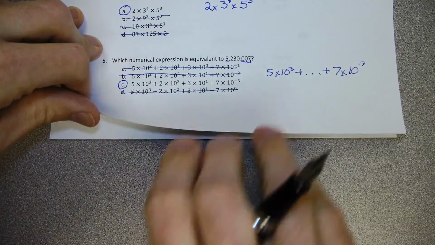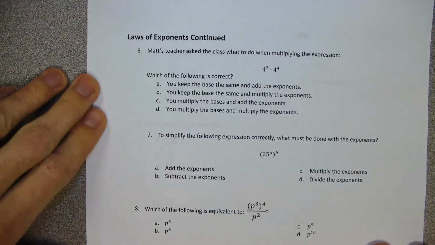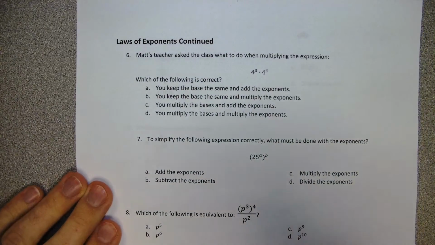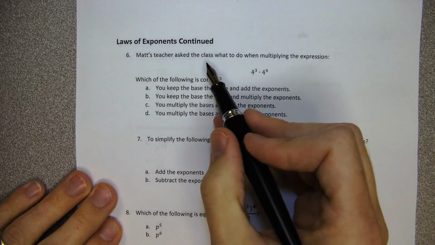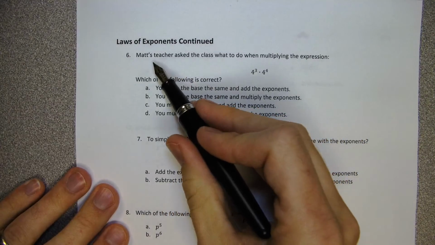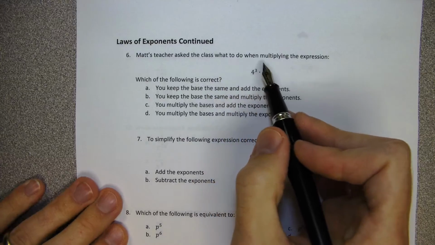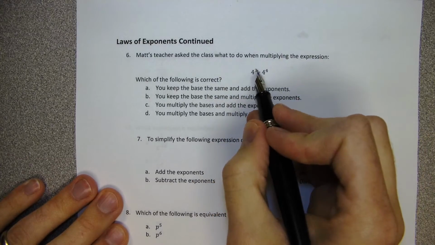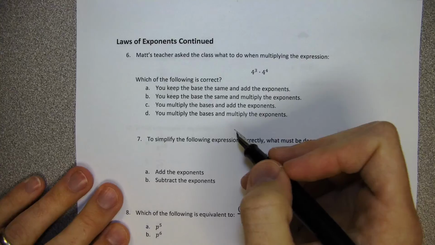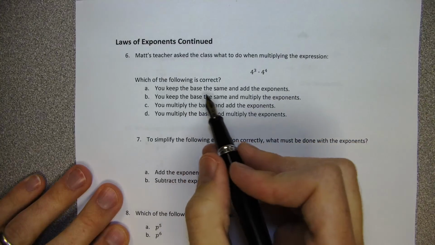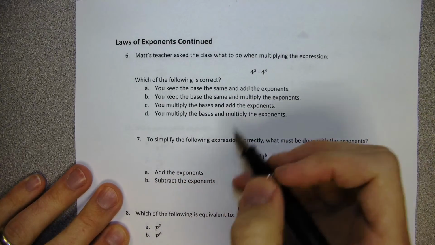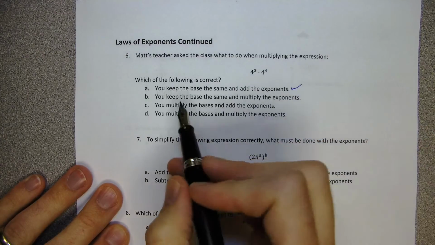All right. Next page. All right, let's see here. More laws of exponents. Matt's teacher asked the class what to do when multiplying the expression 4 to the third, 4 to the fourth. So which of the following is correct? So let's say it says you keep the base the same and add the exponents. Well, that seems to have merit. Let's hold on to it.